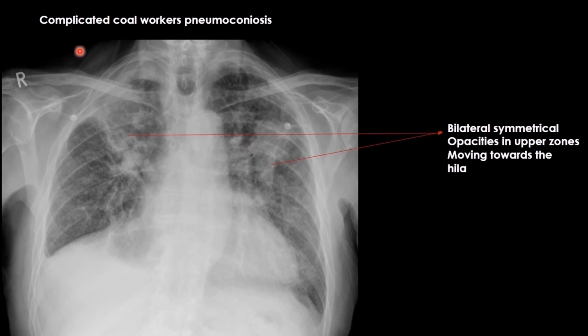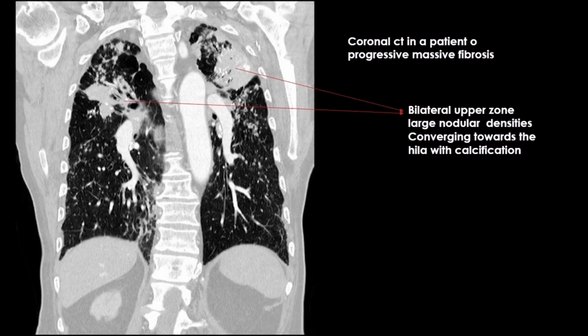Chest X-ray PA view in a patient with complicated coal workers pneumoconiosis, where you can find bilateral symmetrical opacities in the upper zones which are moving towards the hila. This is a coronal CT image in a patient with PMF post contrast, where you can find bilateral nodular densities in the upper zones which are converging towards the hila, together with areas of calcification within the nodules.